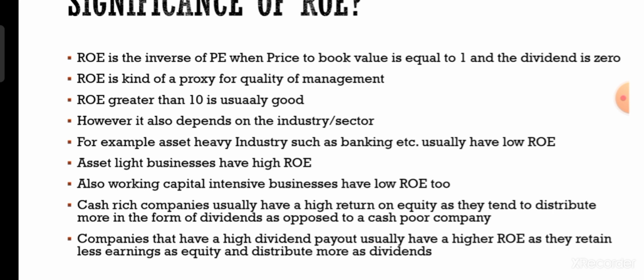Also, companies that have a high dividend payout usually have a higher ROE because they retain less earnings in the equity and rather distribute more cash as dividends.